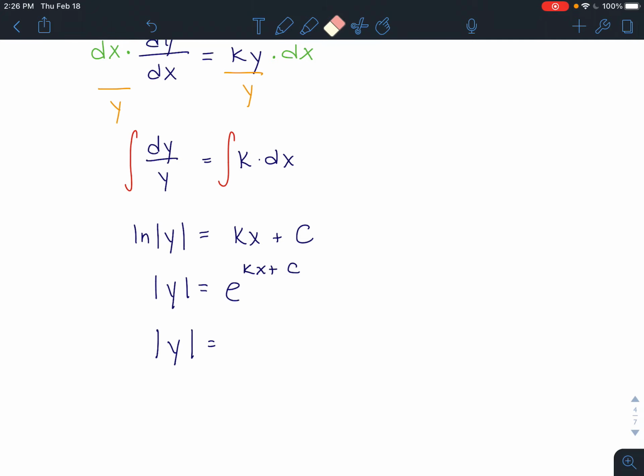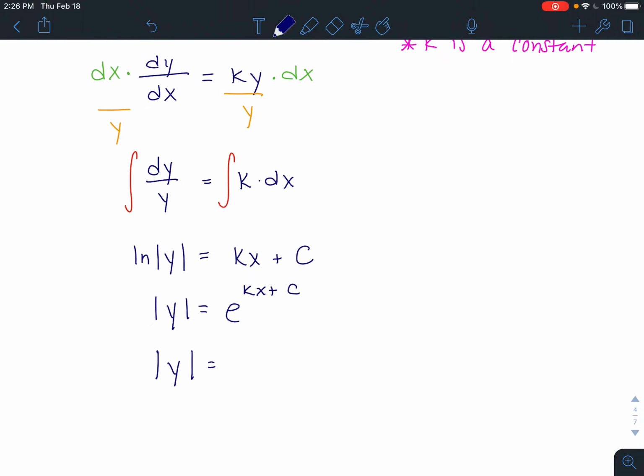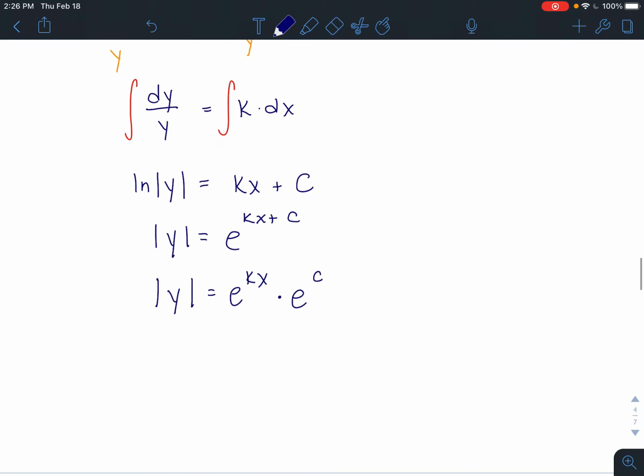And then I'm going to drop my absolute values. Actually, I'm going to keep my absolute values for now, just write it out in 2 steps. I'm going to split up my exponent there, so break it off as e to the kx times e to the c instead of a plus c in the exponent. And then I'm going to drop my absolute values when I make e to the c just another constant.